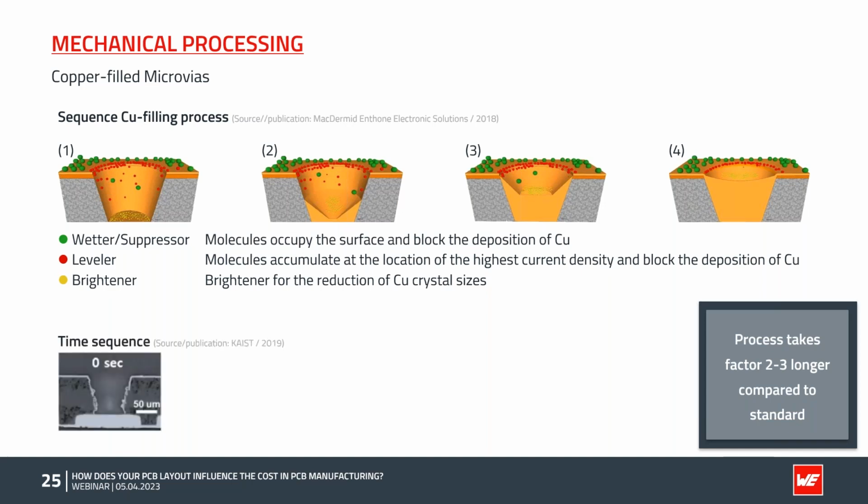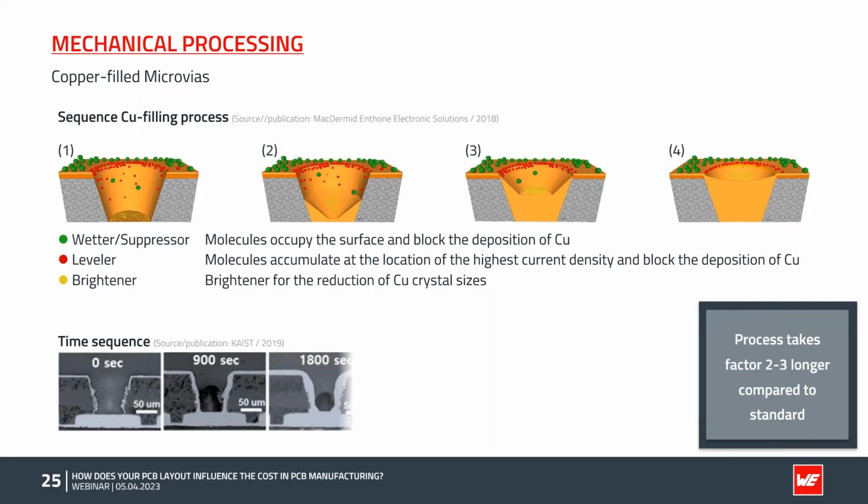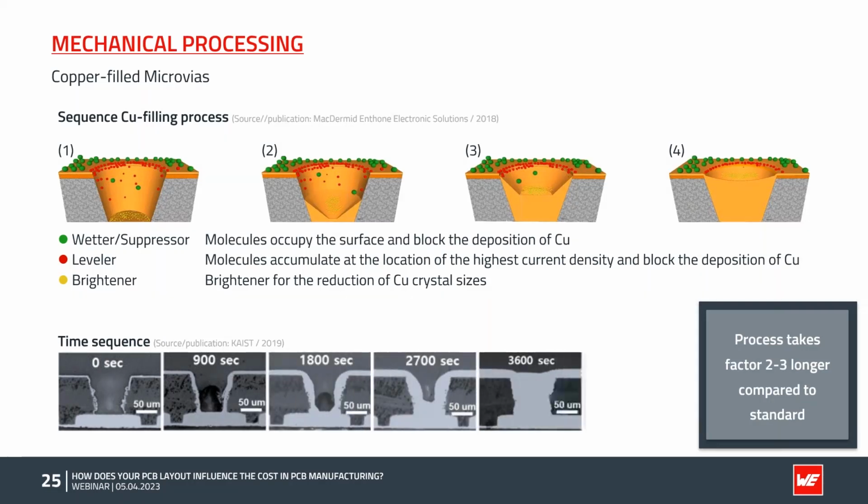And to show you how this looks in real life, you see this sequence here, the time sequence. So it builds up on the sidewall as well a little bit, and then from the bottom up it fills up the microvia, so that after 1 hour, 20 minutes, the via is fully copper plated and filled with copper, compared to 20-25 minutes if you only plate the sidewalls for a standard microvia. So ask yourself the question, as I said, do I need copper-filled microvias, or can I live, for example, with some voids in my BGA balls?